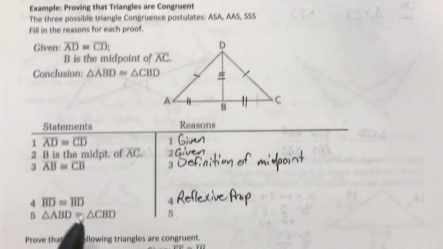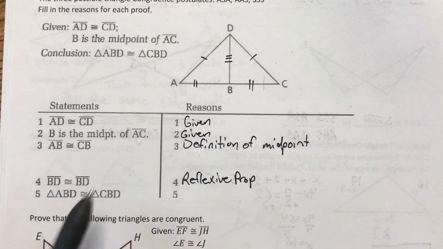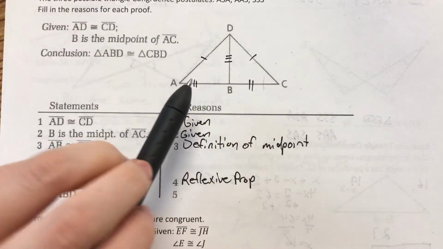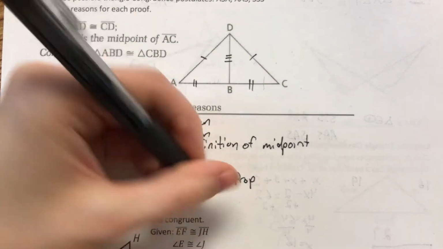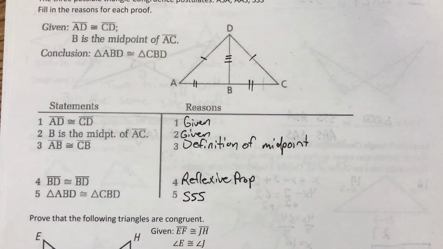So, oh, you can't even see what I'm doing. There you go. So this is going to be side, side, side congruence, or SSS. And that's the congruent statement that we need for the end of our proof.